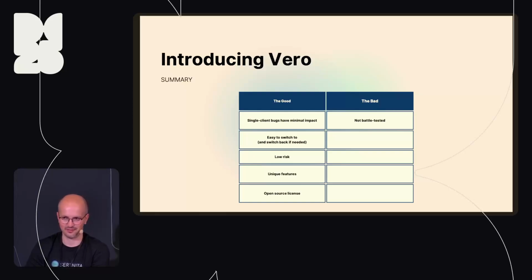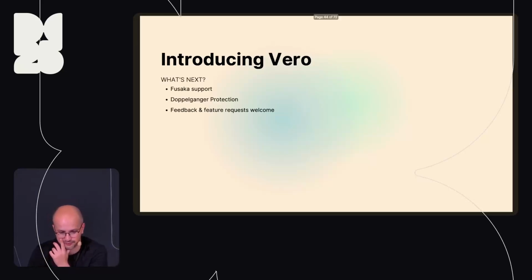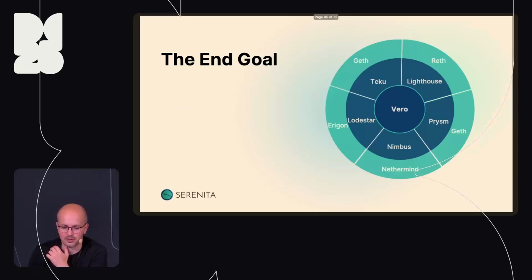So yeah, there's a lot of good things about Vero, not that many bad things, so I would encourage you to try it out. In terms of what's next, we're working on supporting the next network upgrade and also considering adding doppelganger protection. The end goal is basically for people to start running Vero in these kinds of setups where they use a lot of different clients around Vero, and that way they have a lot of different clients' views of the chain that they can use to make an informed decision on which chain to follow.